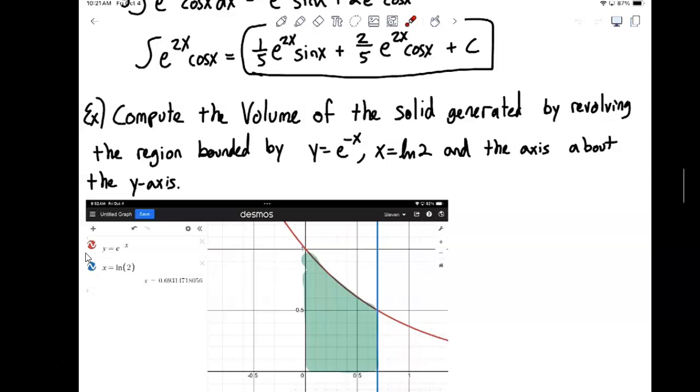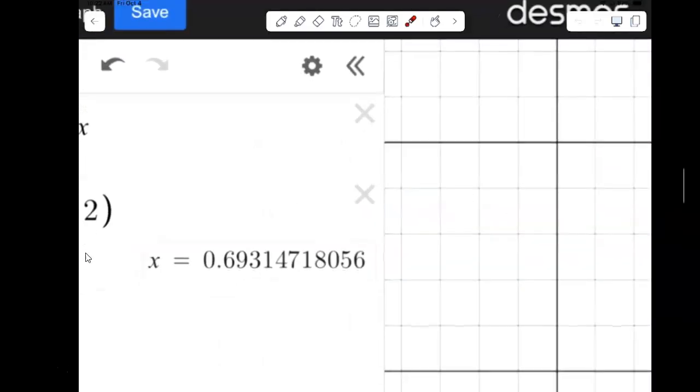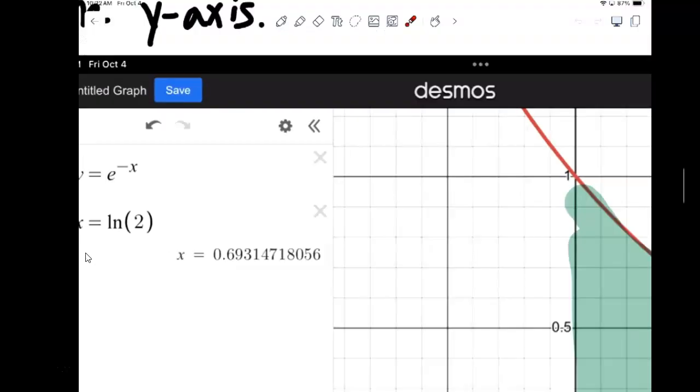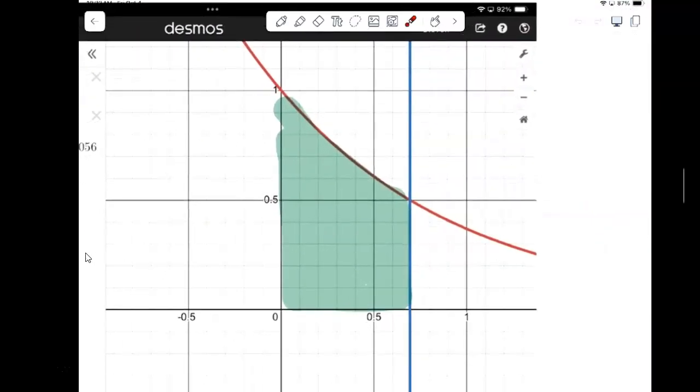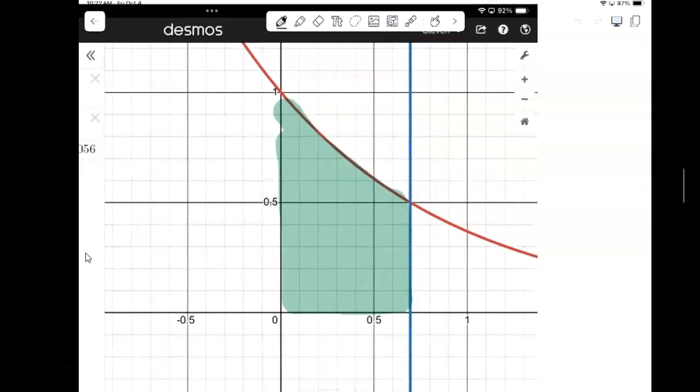So I've gone ahead and graphed y equals e to the negative x, and the vertical line x equals ln 2. That's just a number. It's an ugly number. There it is, 0.693, and so on. But it is just a number. So this is the region we're dealing with, and here we are again revolving about the y-axis.